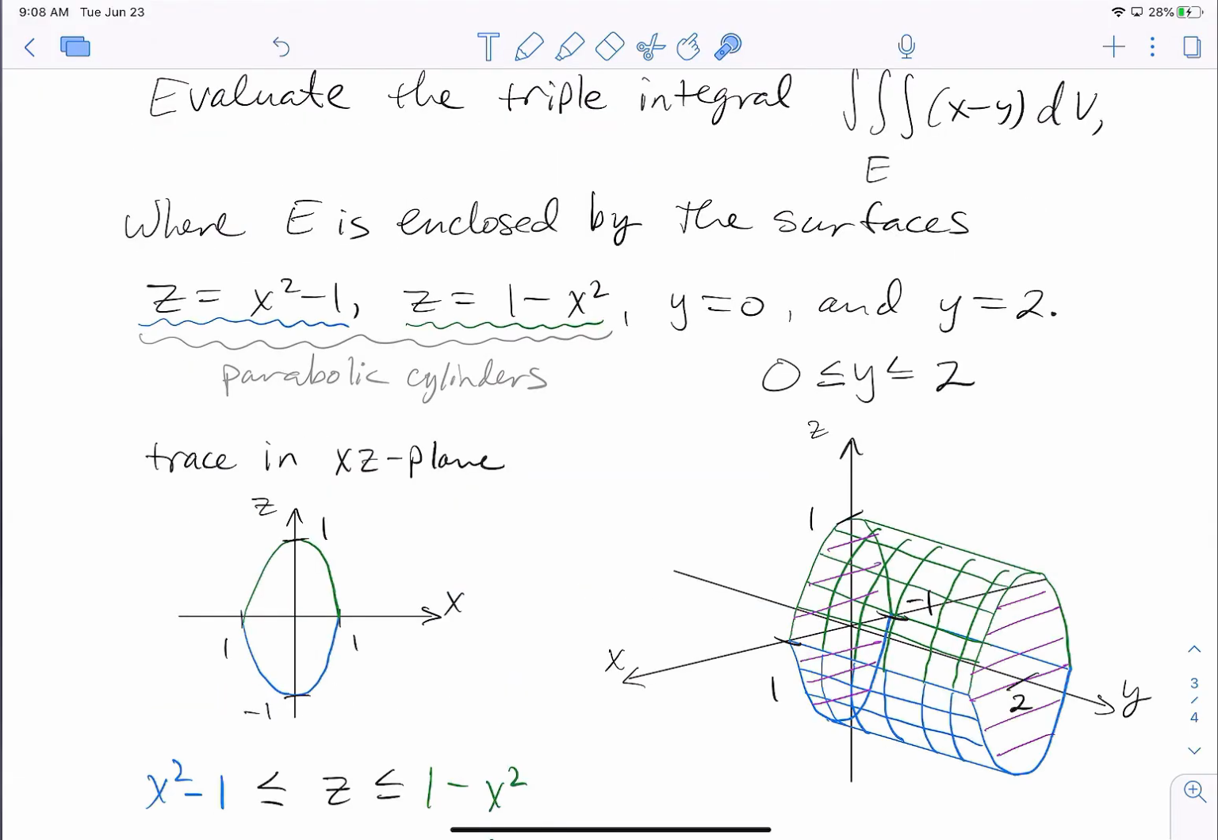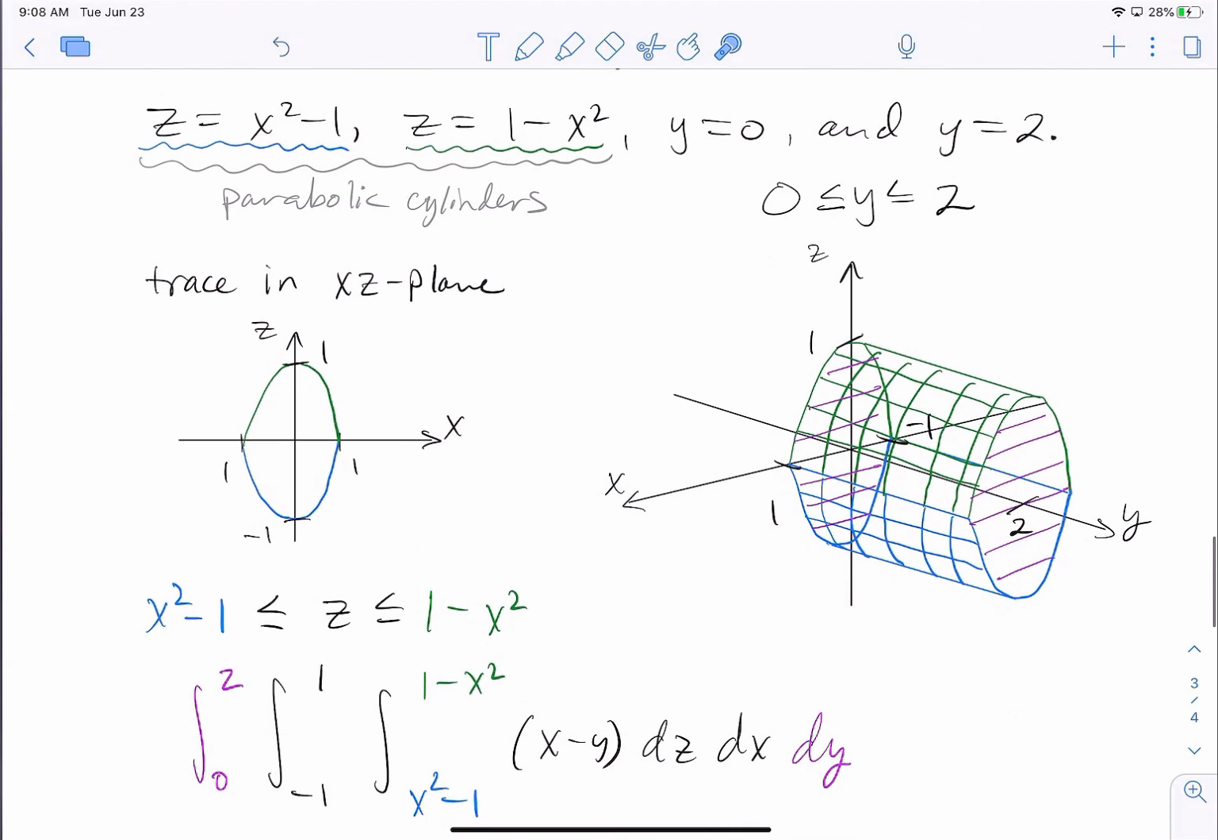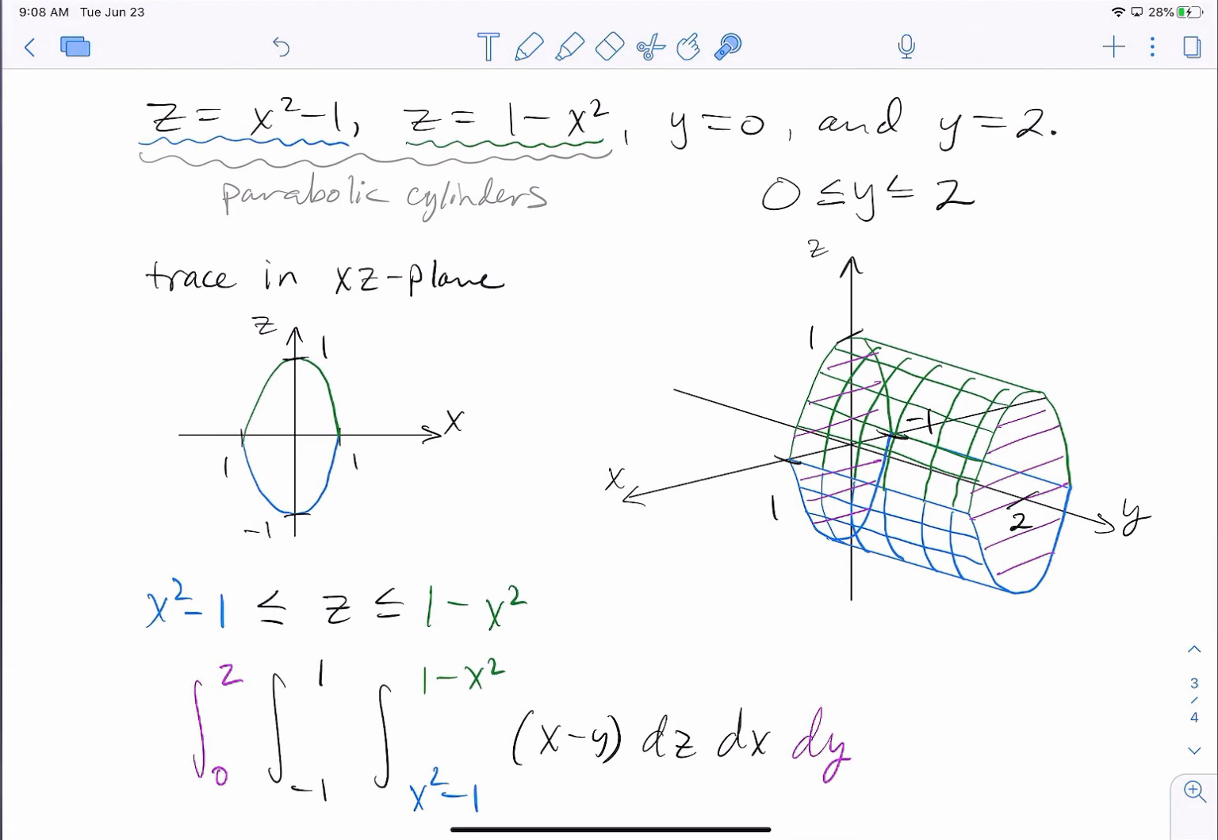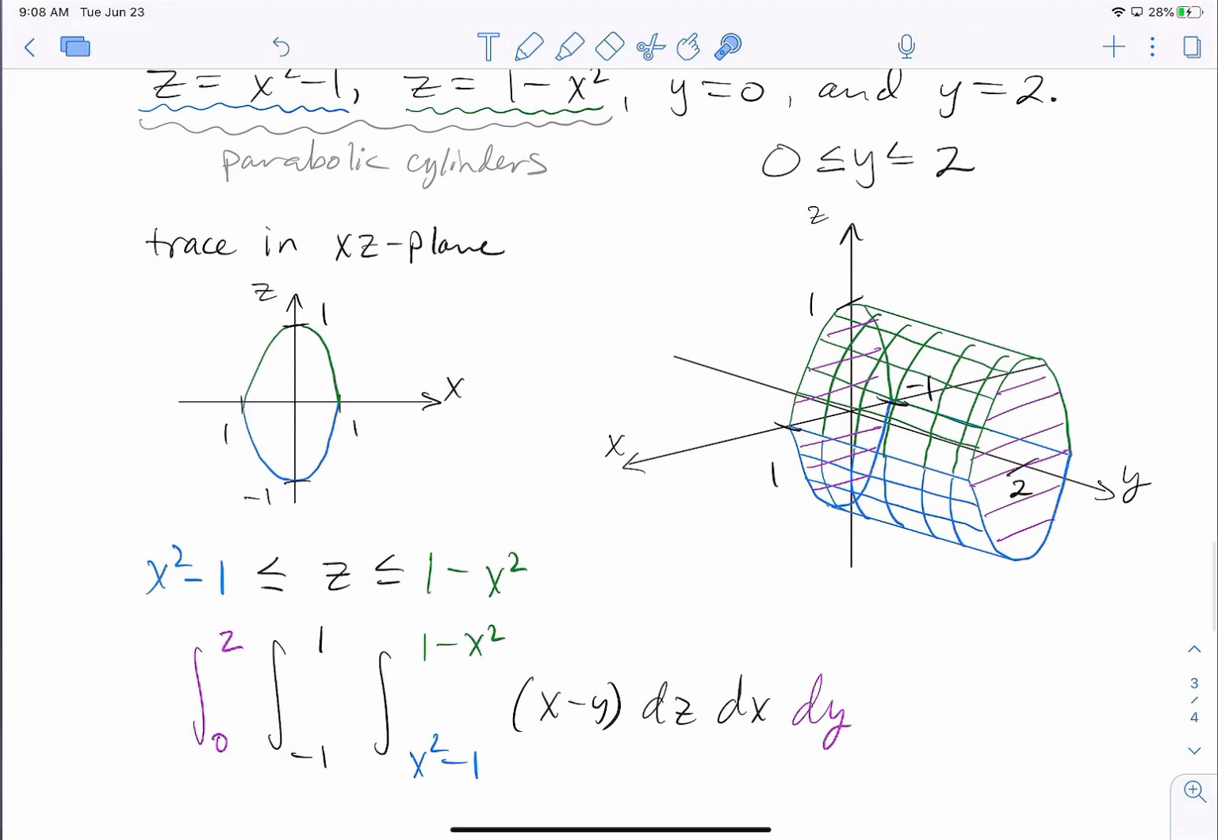Here's the solid. We have the upper parabolic cylinder, 1 minus x squared, the lower parabolic cylinder, x squared minus 1, and then y goes from 0 in the back to 2 in the front. That leads us to our integral. I did this as dz dx dy. You could have just as easily done it dz dy dx, because those limits are both constant. It's really easy to change those around.